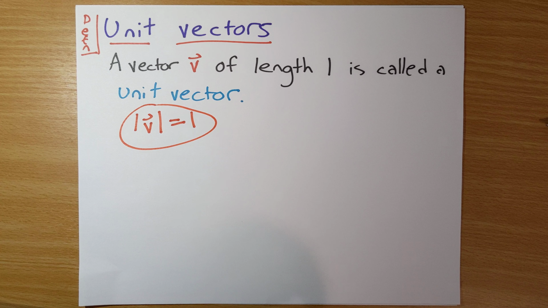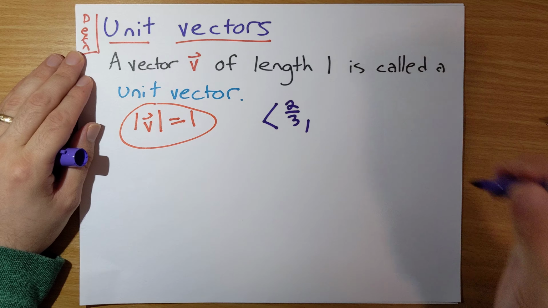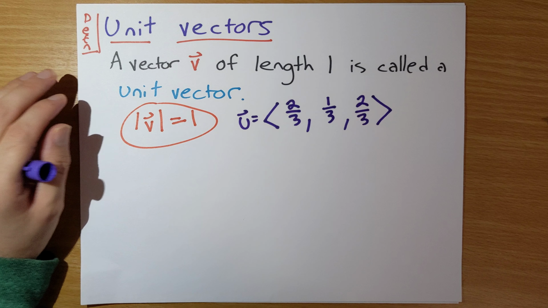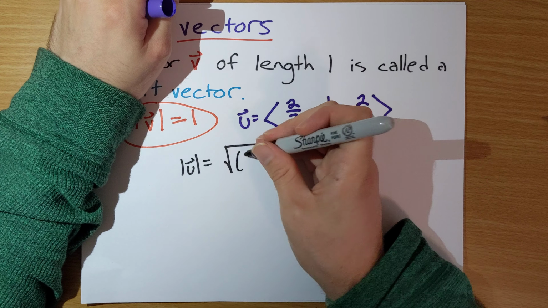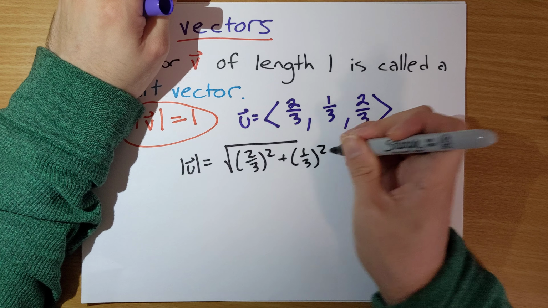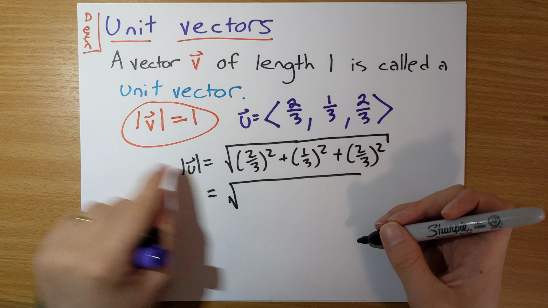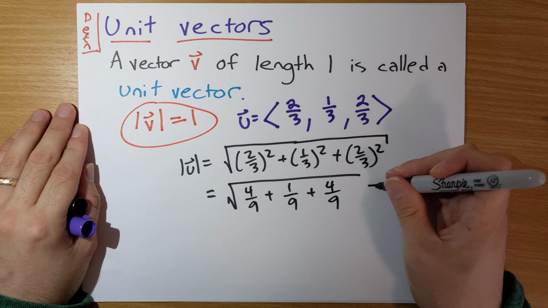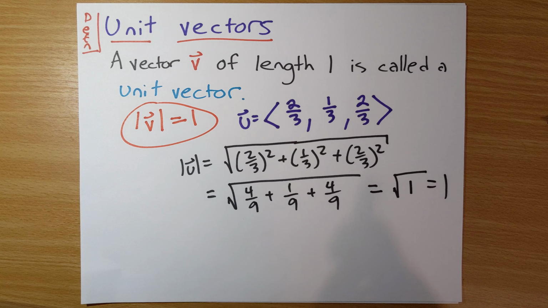Just as a very quick example of this, consider the vector with components 2/3, 1/3, and 2/3. Let's call this u here. If I calculate out the length of u, I obtain the square root of (2/3) squared plus (1/3) squared plus (2/3) squared. If I crunch this out, the square of 2/3 is 4/9. The square of 1/3 is 1/9. The square of 2/3 is 4/9. 4/9 plus 1/9 plus 4/9 is equal to 1. The square root of 1 is of course 1. So we see here that u, 2/3, 1/3, 2/3, is a unit vector.